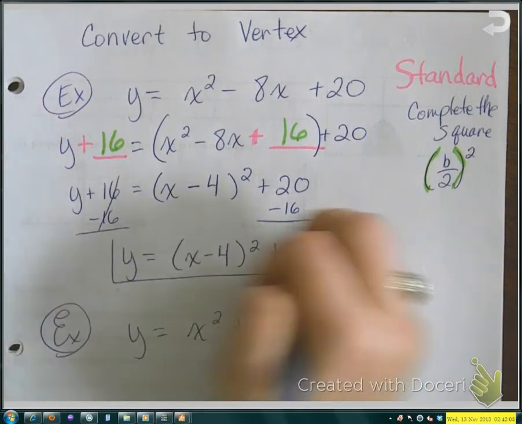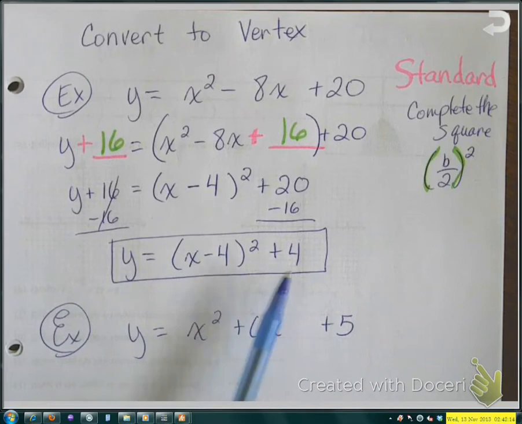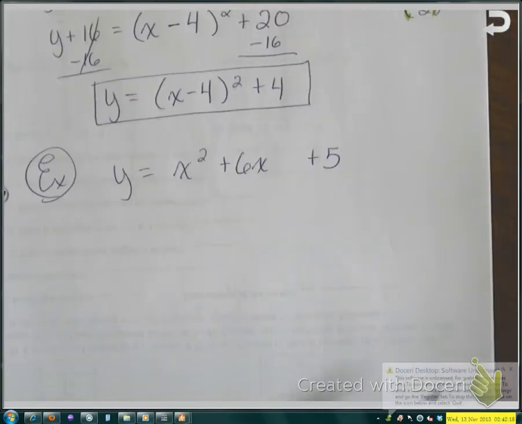And the wonderful thing is this tells us our h and k. So now we have h, so we know our axis of symmetry is at +4, and our vertex is at +4, 4 would be the coordinate. Alright? So now let's look at another example.